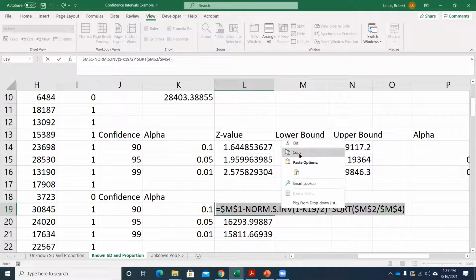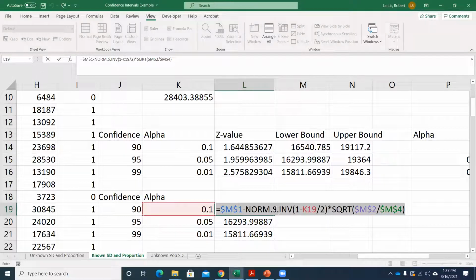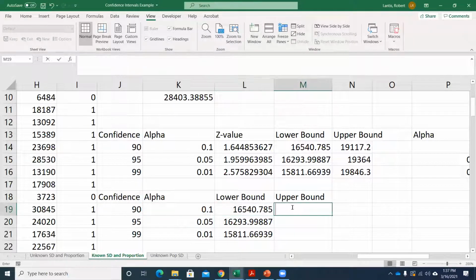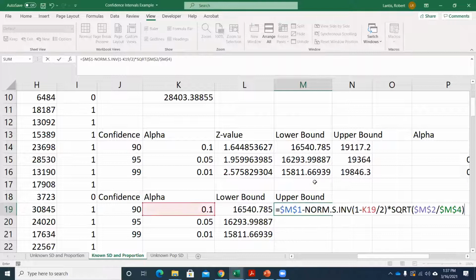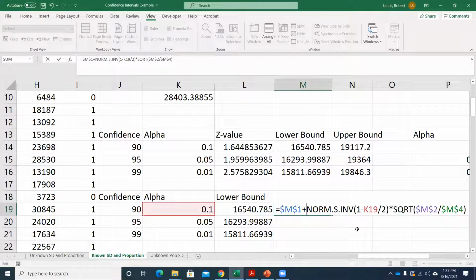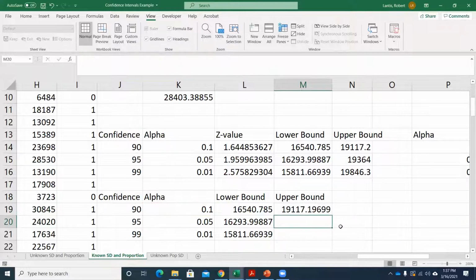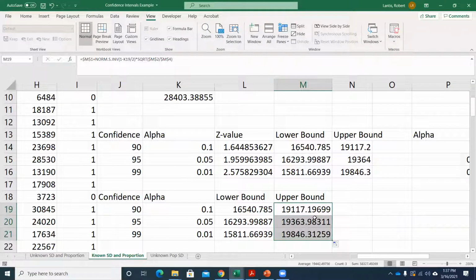So I'll copy it. The way I get out of this cell, just hit enter, right? Now I can go over here, paste it. The only thing I need to change, my upper bound, I'm adding that margin of error instead of subtracting it, right? Hit enter. Now I can copy this down. I've got the exact same values that I found before, okay?